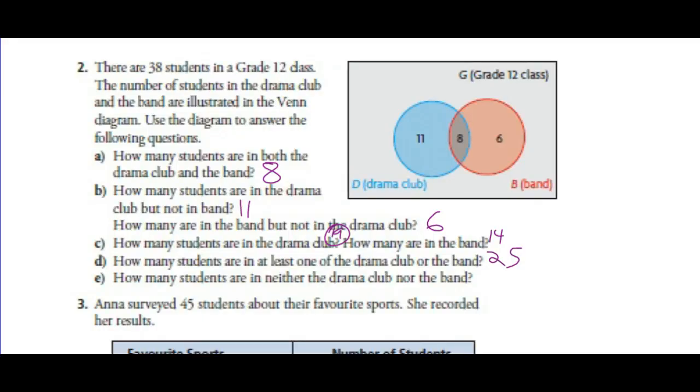How many students are in neither drama nor the band? Okay, so 13. How do you know it's 13? Where did 13 come from? Because there are 38 students in total, right? We've accounted for 25 of them, so there are 13. Okay, any questions?